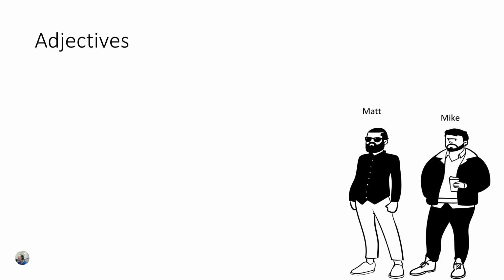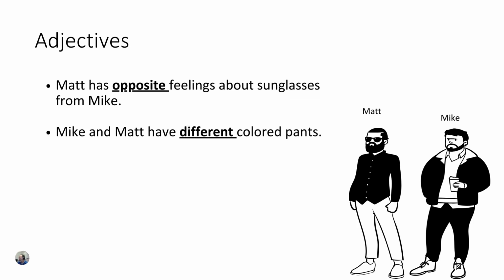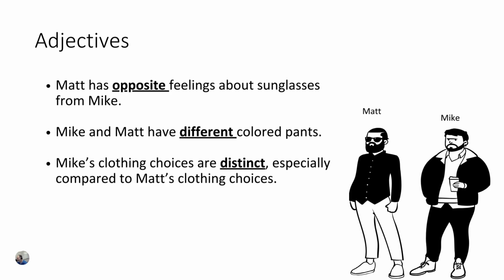I have three adjectives for you to show difference. First, we have opposite. Matt has opposite feelings about sunglasses from Mike. And then Mike and Matt have different colored pants. And Mike's clothing choices are distinct, especially compared to Matt's clothing choices. So opposite, different, and distinct are adjectives.